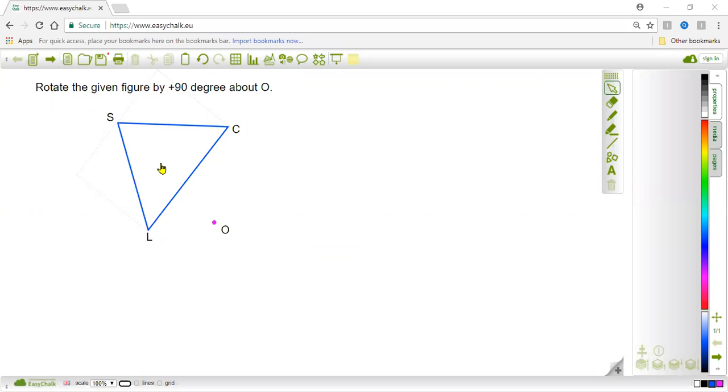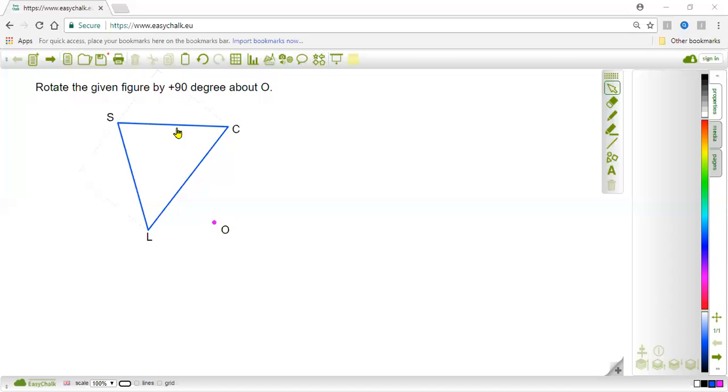This is a triangle SLC, and here is a point which is the center of the rotation. We are going to rotate this triangle about this point O by an angle of 90 degrees, and the positive sign indicates that we rotate in the counterclockwise, or anti-clockwise, direction. So the positive sign is used for representing the counterclockwise direction.